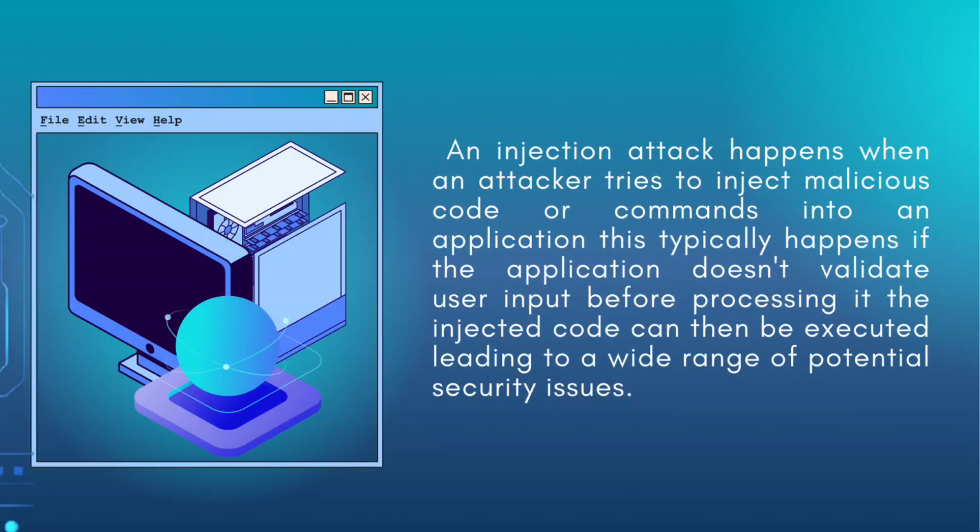An injection attack happens when an attacker tries to inject malicious code or commands into an application. This typically happens if the application doesn't validate user input before processing it. The injected code can then be executed, leading to a wide range of potential security issues.